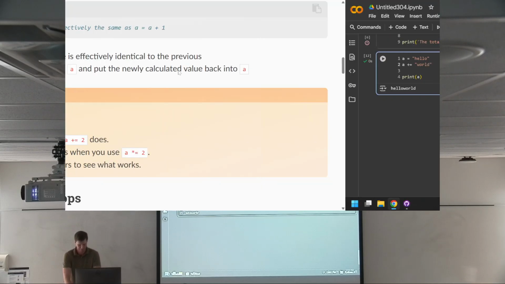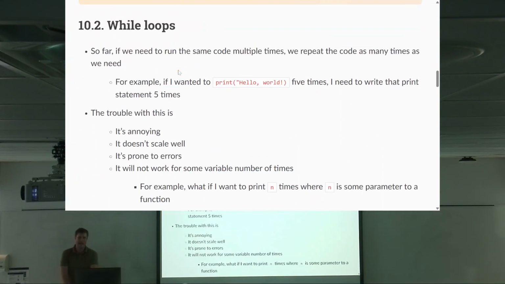All right, okay, now for the big thing. So far, if we needed to run the same code multiple times, we were stuck. We'd just have to copy and paste the code. Like if I told you, I want you to print hello world 5 times, you would just say print hello world, copy, paste, paste, paste, paste, right? There, done. Now you've got it 5 times. The trouble with this is it's kind of annoying. It doesn't scale well. It's prone to errors. And it won't work for some variable number of times.